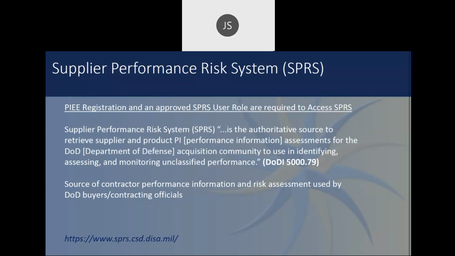When you have a CPAR, if you have CPARs, those are reported to SPRS. If you have a FAPIIS record, if you've had a contract canceled, that is reported to SPRS, and that is shown in the supplier risk report, where a contracting officer can see how risky you are. That's the other half, the larger half of what actually SPRS does.